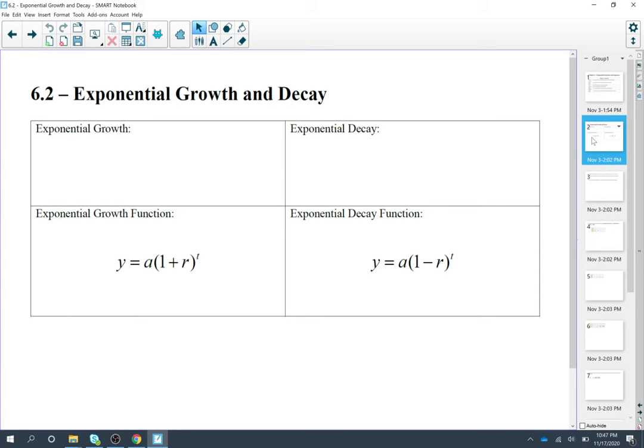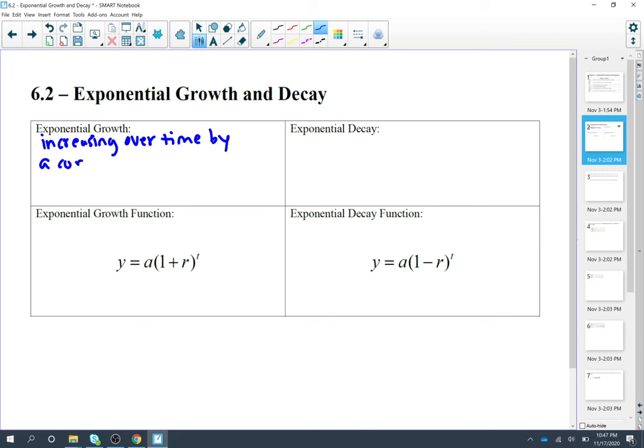6.2, exponential growth and decay. So first of all, we have exponential growth, where I'm just going to informally define this as something is increasing over time by a common ratio. Okay, so growth means we're going up, and because it's exponential, we have a common ratio.